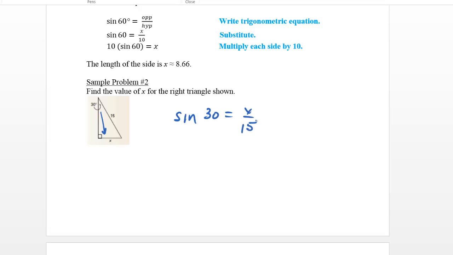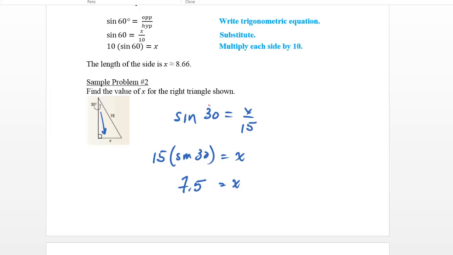Now we know the sine of 30 is 1/2, and you could actually set up a proportion here if you wanted to go that route. What I'm going to do is just use my calculator to come up with the answer, and when I do 15 times the sine of 30, I'm going to round that off to about 7.5.